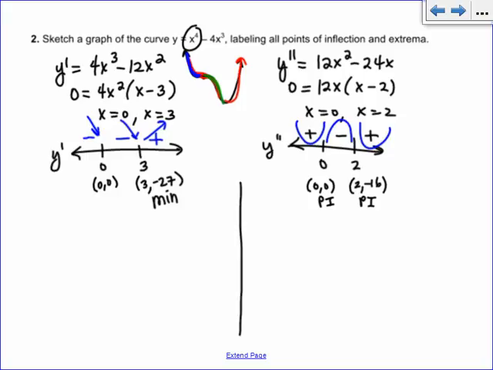So putting it all together, I have 0, 0, that's where it's going to go. From decreasing, taper off to a slope of 0, and then decrease some more. And then we're going to have 2, comma, negative 16 is going to be a point of inflection. And then we're going to have 3, comma, negative 27 is going to be a minimum. So draw that little bump there.